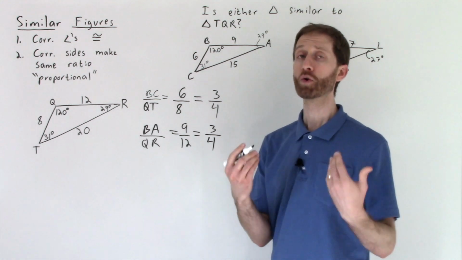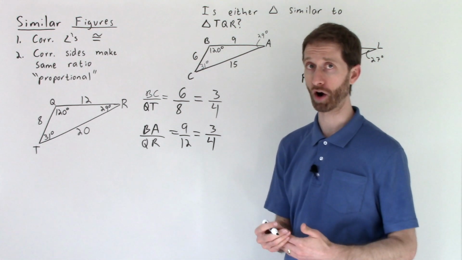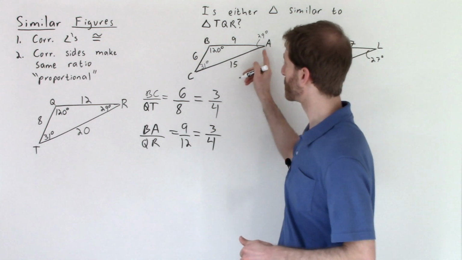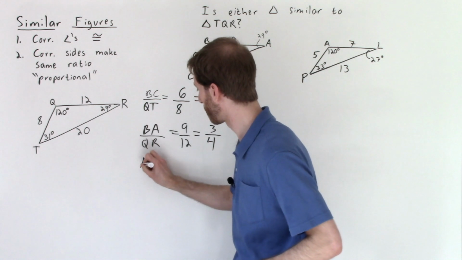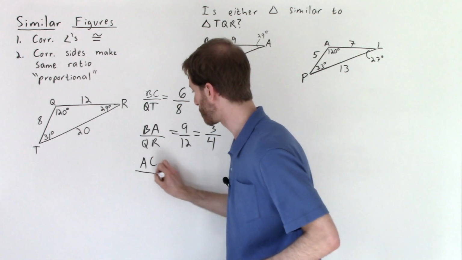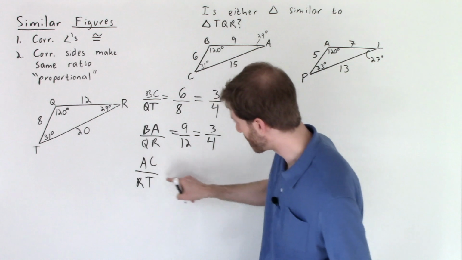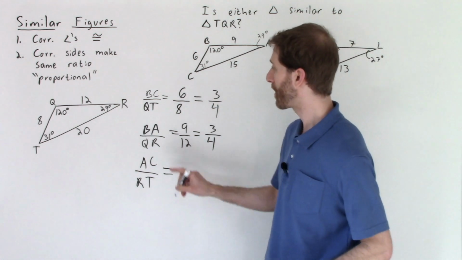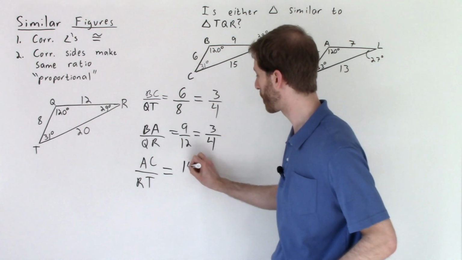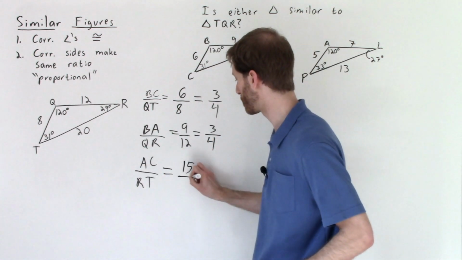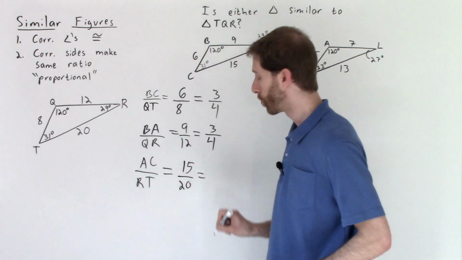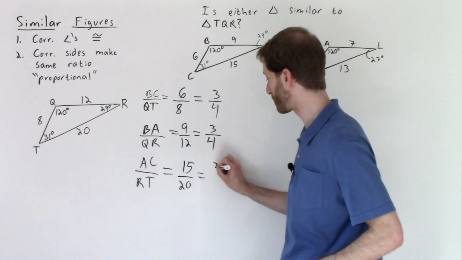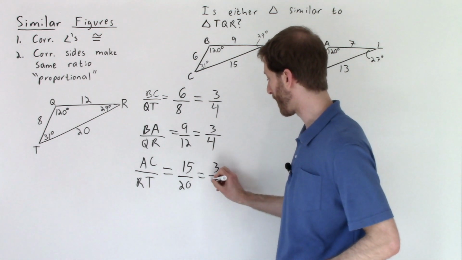Don't stop there. We need to show that all the sides are in the same ratio, or proportional. So we have what's left. We have AC, which corresponds to RT. So we're going to compare those two side lengths. Now AC is equal to 15, and we are going to compare that to RT, which is 20. We're going to divide numerator and denominator by the GCF, 5. 15 divided by 5 is 3. 20 divided by 5 is 4.